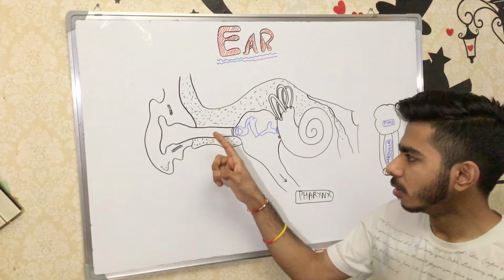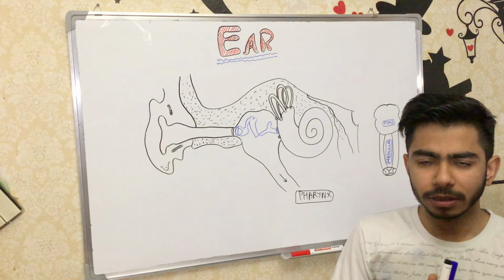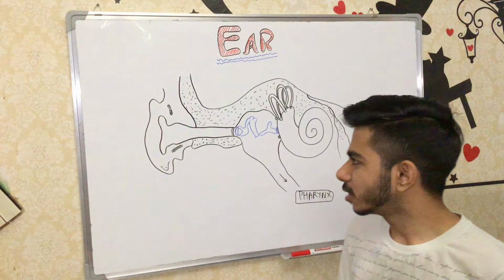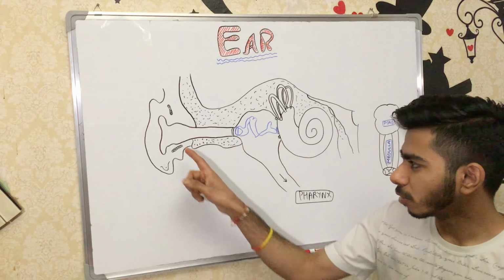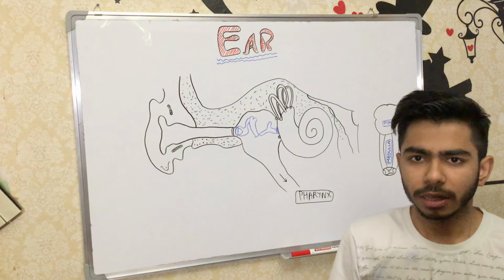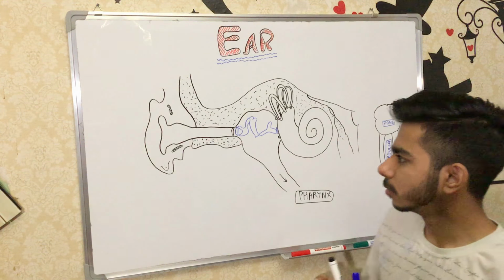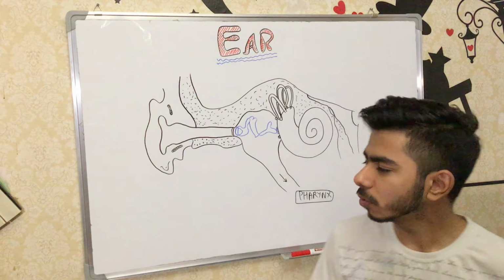Also, they have the hair follicles. That's why bacteria like staphylococcus have more chances to develop furuncles in this cartilaginous part of the external acoustic meatus. So this point is important from a clinical point of view.